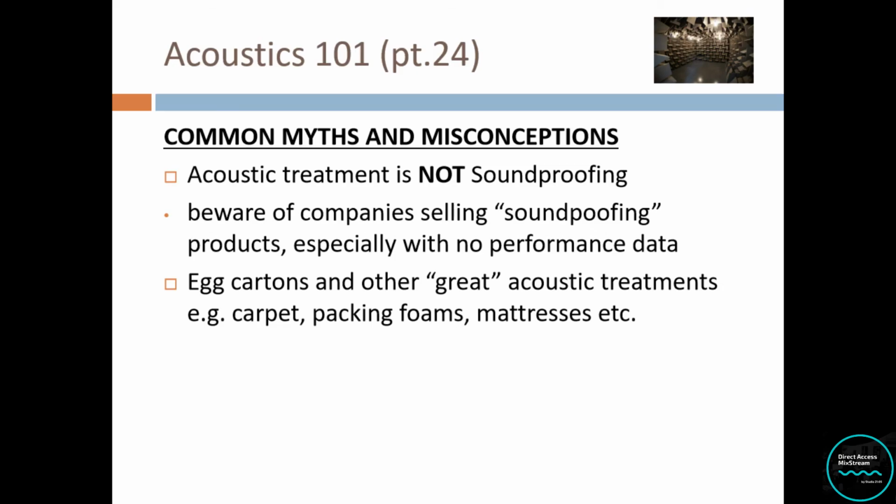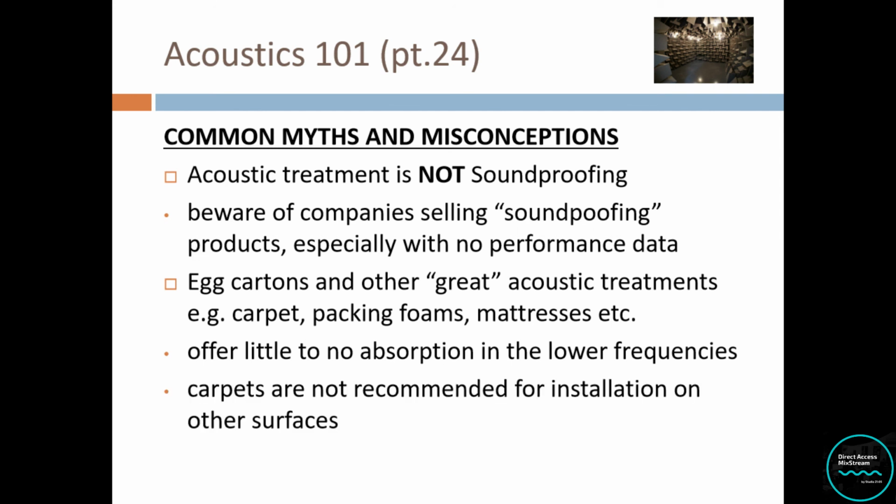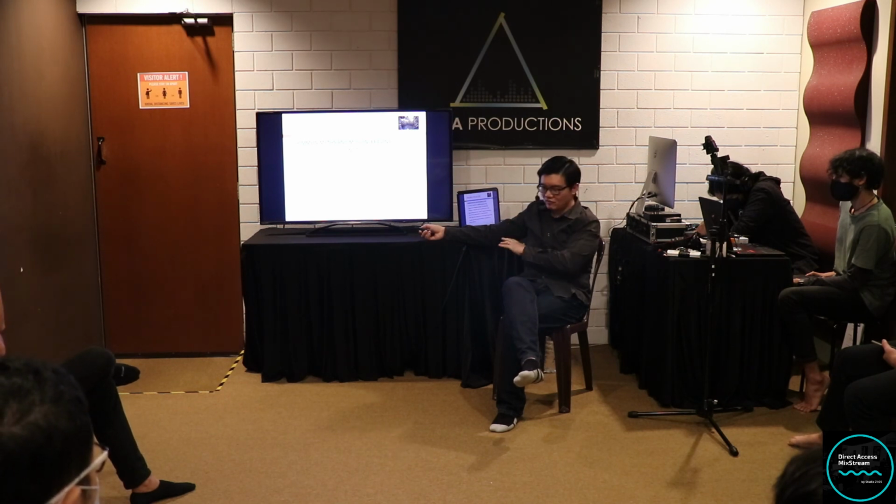Now, egg cartons and other so-called great acoustic treatments, for example carpet, packing foam, mattress. These are not great acoustic products. They offer little to no absorption in the lower frequencies. It does not help with the low frequencies at all. Now, carpets, first of all, are not recommended to install on walls or ceilings. They're not designed for that. You go to a carpet product, there will always be a disclaimer: not intended for use on other surfaces besides floors. It's meant for floors only.